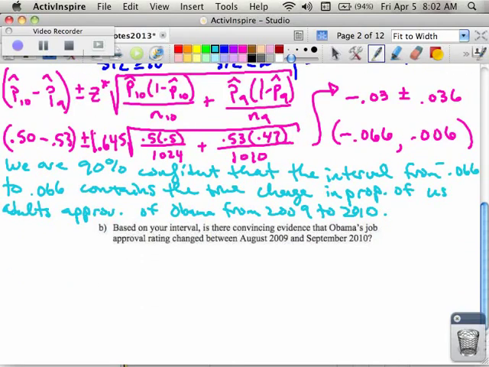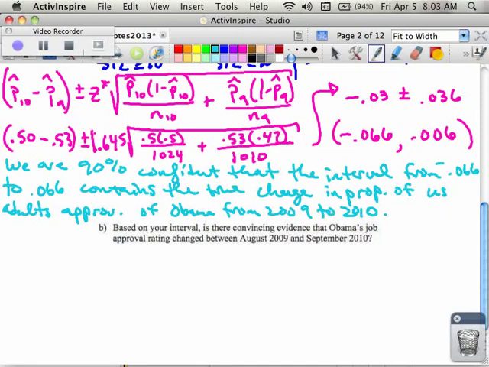And then the last part here says, based on your interval, is there convincing evidence that his approval rating changed between that? What do you think? 0.066 to 0.006. It doesn't seem that there's a lot of movement there. And I guess when I look at that, I see that 0 is in that interval. And 0 means that there was no change. You have a little bit of wiggle room on either end.